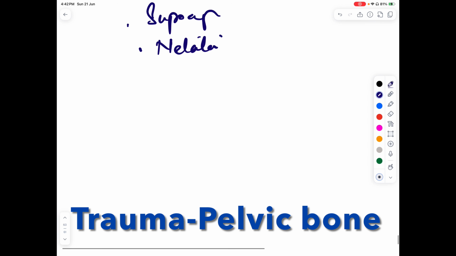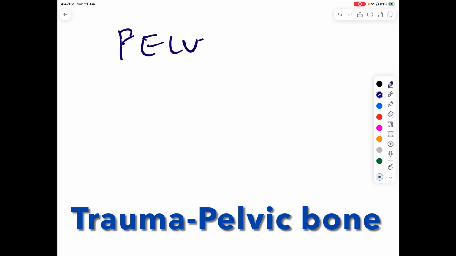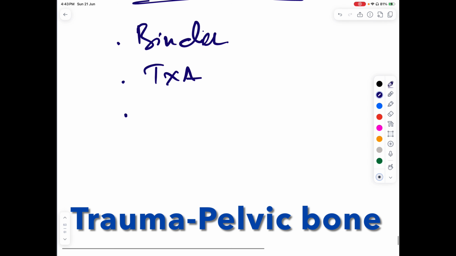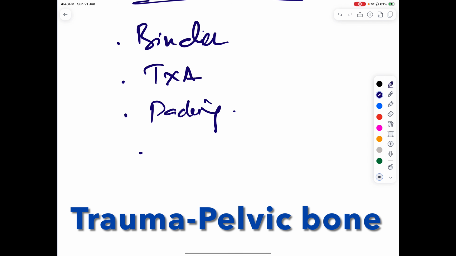So how will you manage a pelvic fracture? The patient is having a pelvic fracture. A binder has to be applied, and tranexamic acid has to be given to prevent bleeding. If you open it, then do packing. Definitive surgery can be by external fixation.